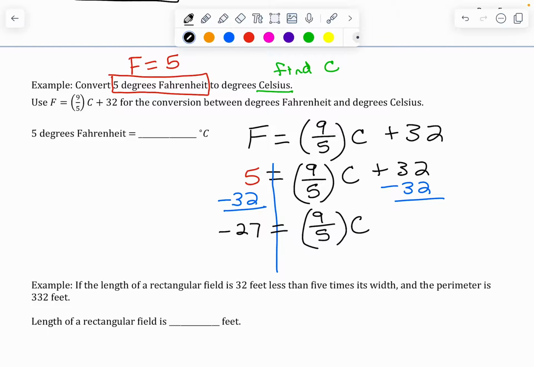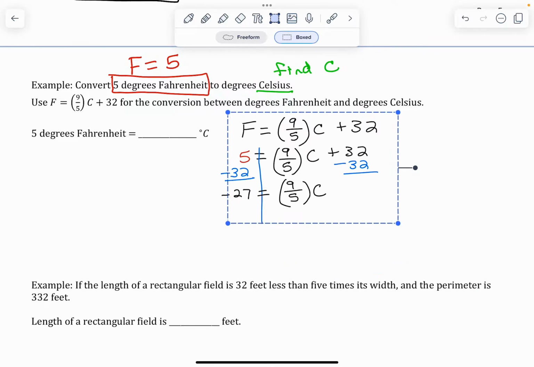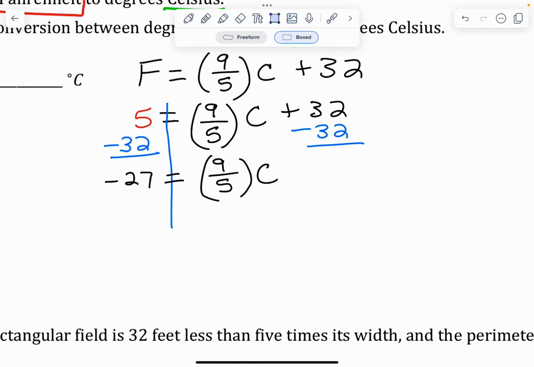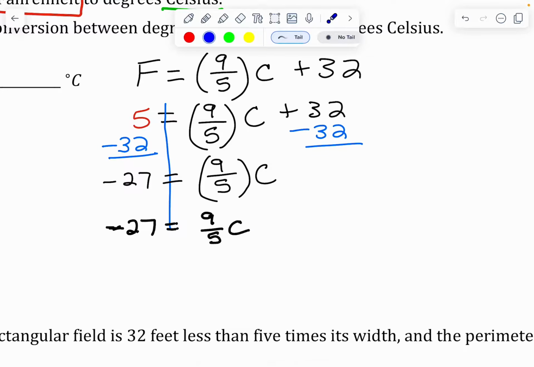So the question that I get most is, do I have to keep those parentheses? Are these parentheses important? So they tell us that these two things are being multiplied together, but we don't have to have those. So we can take this and write it as negative 27 equals 9 over 5 with the C beside it. The important part is this is multiplication. Did it stay multiplication? It did, so we're okay.